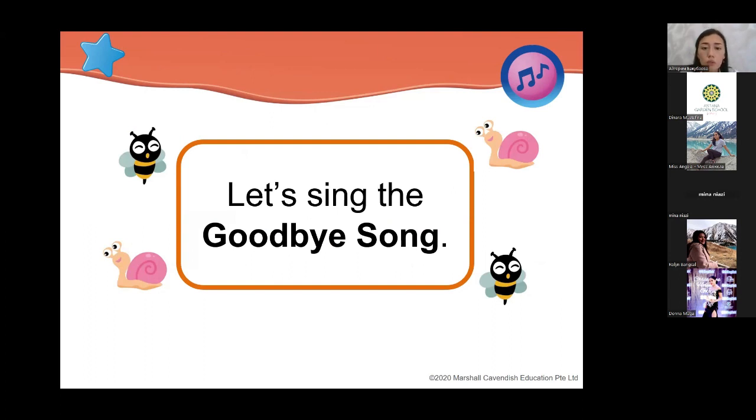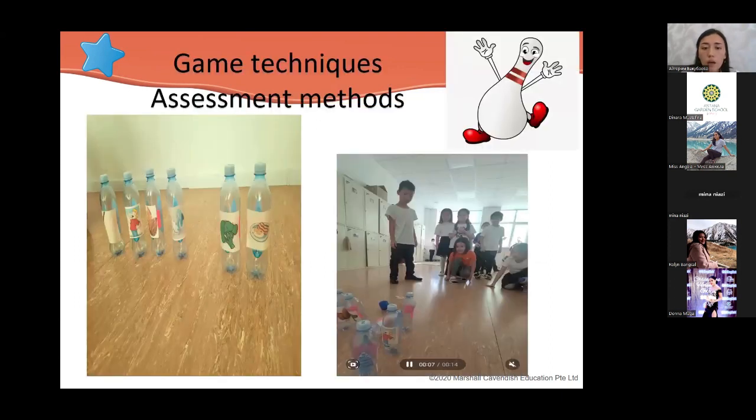And I also want to share with you some game techniques and methods that I use in my lessons. And this one can help you to assess your students. Here you can see bottles, and you have to stick some words on the bottles. Like here, you can see words from previous lessons like drink, dragon, and broccoli, breakfast.